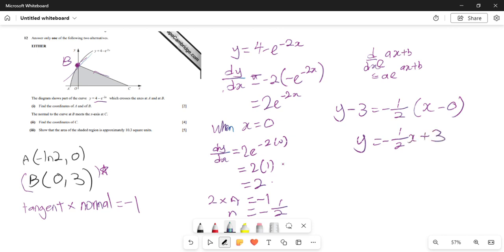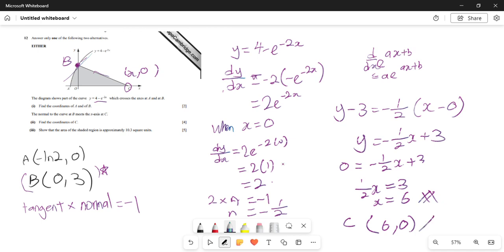Yeah, correct. So now I know that C has to have a y value of 0, because it meets the x-axis, which means the y has to be 0. So now I have to find the value of x. When y equals 0, 0 equals negative 1 over 2x plus 3. So 1 over 2x equals 3, x equals 6. So the coordinate of C is going to be 6, 0.